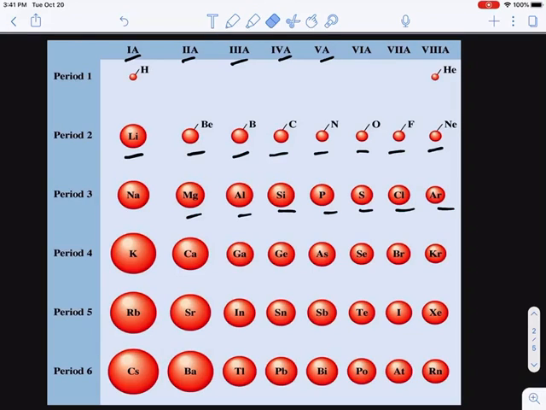If you compare that to our trend as you move down a group, when you move down a group, your atomic radius increases. So if you compare hydrogen to lithium to sodium to potassium to rubidium and to cesium, the atomic radius is increasing each time you move down the group.